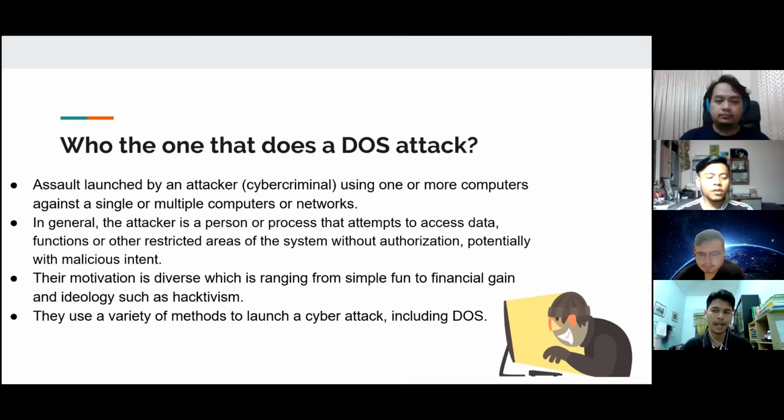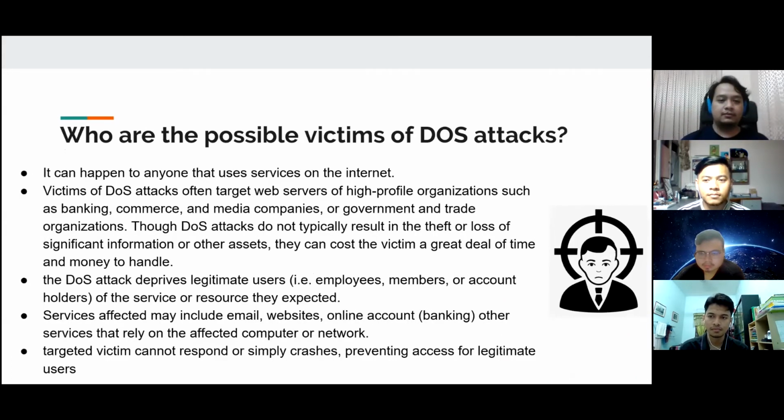Their motivation is diverse, ranging from simple fun, where they just do the hacking for their pleasure, to financial gain and ideology such as activism, as my friend just said before. They use a variety of methods to launch a cyber attack, for example, what we are talking about right now, which is the DOS and DDoS. Next. So let's proceed to the possible victims of DOS attack. This attack can happen to anyone that uses the services on the internet or the network.